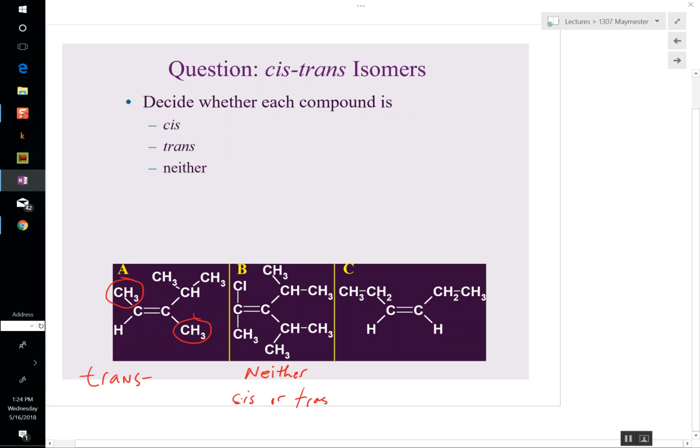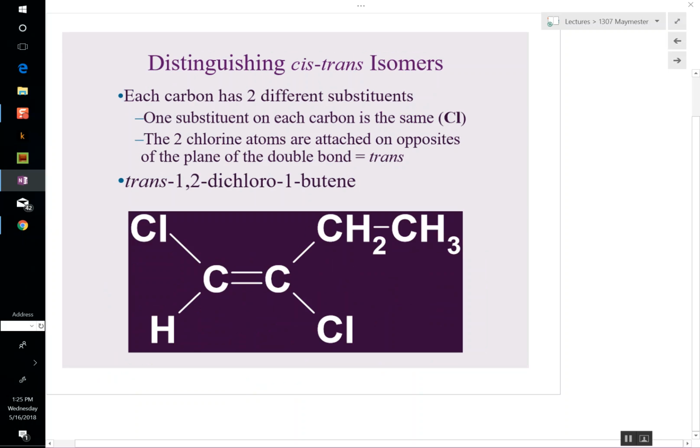Okay, how about here? 2 different things on it? Yes. 2 different things on this? Yes. Is there something that's the same? Yes. Actually, there's 2 things. That is the same as that. That is the same as that. Are the things in the same side or the opposite side of the double bond? Same, so it is cis. All right? So we got trans, we got a neither, and a cis. You could go back and name those.